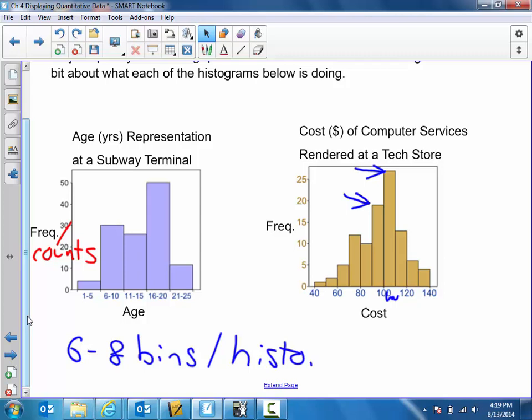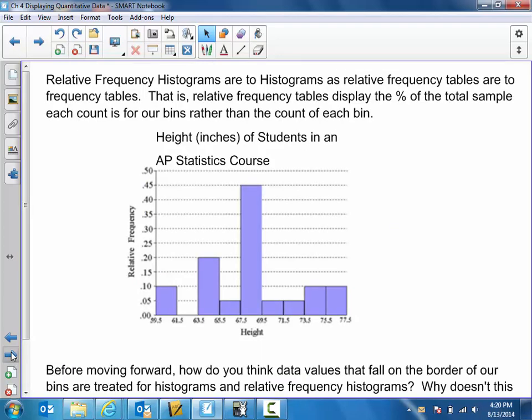Oh yeah, as you see, there are no spaces between these bins because in this case, unlike with bar charts and bar graphs, the ordering of the bins is significant. It is meaningful that the bin for ages 1 to 5 comes to the left of and right before the bin for ages 6 to 10, which is before 11 to 15, etc. Same with the cost of computer services rendered at a tech store. The order of the bins is important, hence we do not put gaps between them. All right, so there's your histogram.